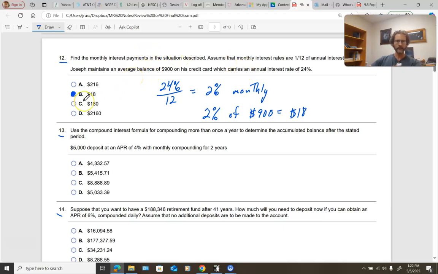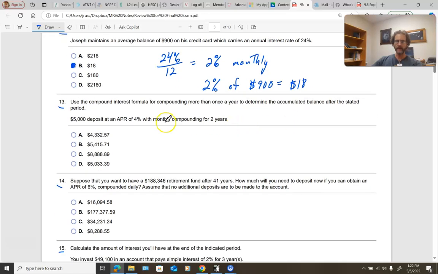All right. Number 13 says use the compound interest formula for compounding more than once a year to determine the accumulated balance after the stated period of time. Okay. So here we have $5,000 being deposited at an APR of 4% with monthly compounding.